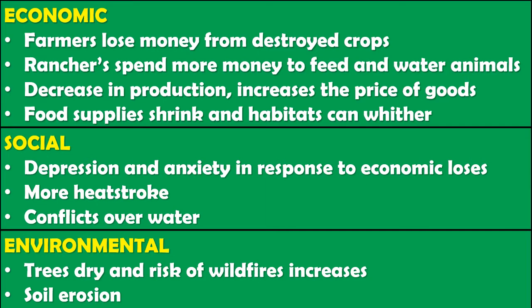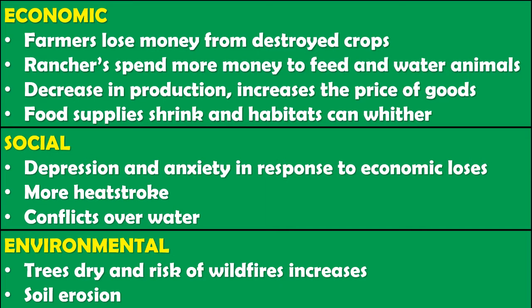Ranchers can spend more money to feed and water animals. So there's not enough water, so now we have to make up the expenses, and that's going to cost a lot of money. A decrease in production could increase the price of goods. For example, if you were to manage to decrease the production of dairy, that will increase the price of cheese. Lastly, for economic, food supplies could shrink and habitats can wither. So the food supplies can become shorter, which would mean that the price would go up. And that is for economic.